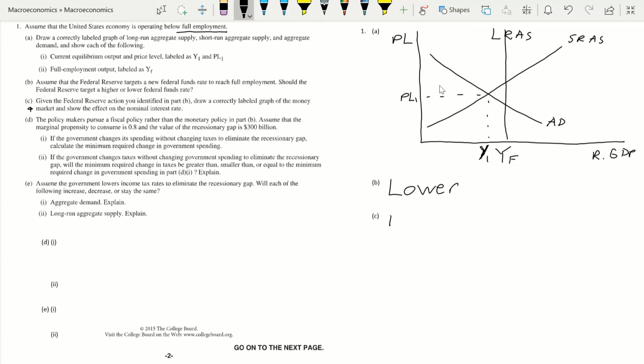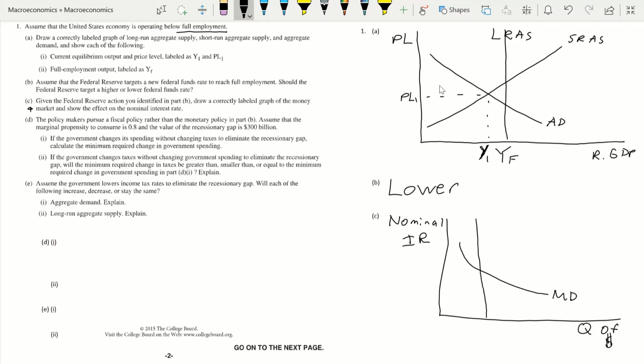All right, so we're going to have our nominal interest rate on our y-axis, right? Nominal interest rate, and we are going to have our quantity of money on our x-axis, right? So I'm going to put Q of money on our x-axis. All right, so now we're going to have our money demand. That's a downward sloping curve, right? So we've got money demand. And we're going to have our initial money supply pre-monetary policy change, right? So pre-pandemic, our money supply will be MS1.